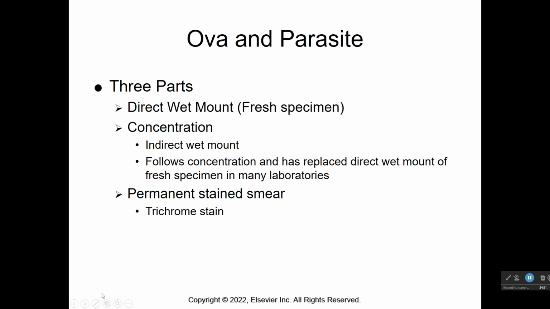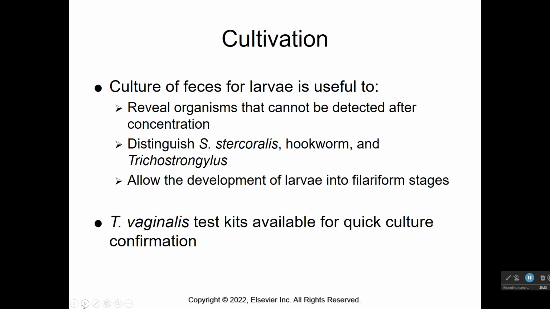With the ova and parasite, we already talked about that just a little bit. We do the direct wet mount on fresh. With concentration, you do an indirect wet mount after you've concentrated it. A lot of times this has replaced the direct wet mount. We don't do the fresh anymore, so we concentrate it, then we look at it, and after we've looked at it concentrated, we look at the sediment generally and the supernatant, the top part. And then we take it and we do a stain on it after we've looked at it wet.